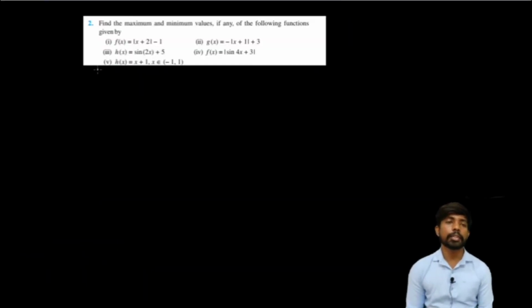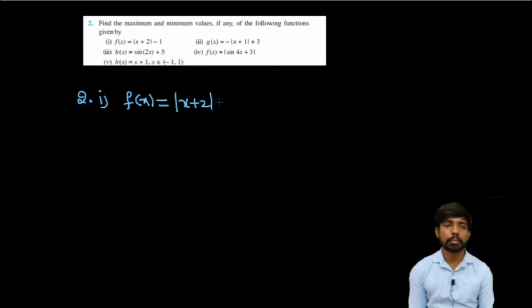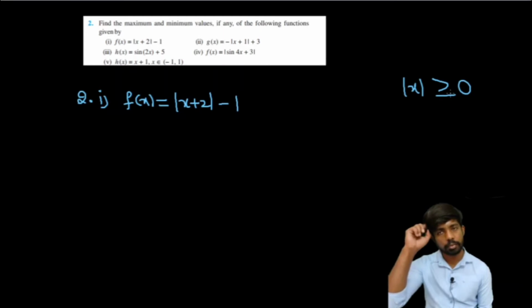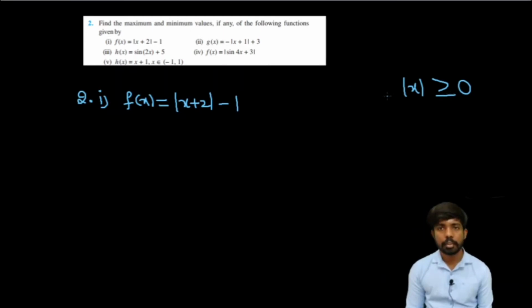Here we have a question. Find the maximum and minimum value, if any, of the following functions. So here, second problem, first bit. Given function f of x is equal to mod of x plus 2, minus 1. Here the modulus function is always greater than or equal to 0.